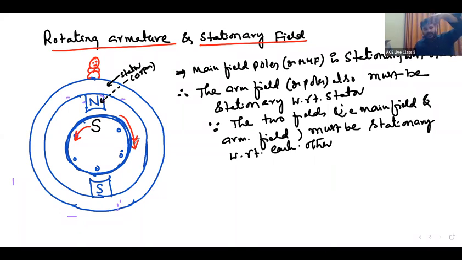Why? Because the main field poles are stationary. When the rotor rotates, the poles must rotate in the opposite direction. Then only the south pole will come under the north pole. So armature poles must be stationary.